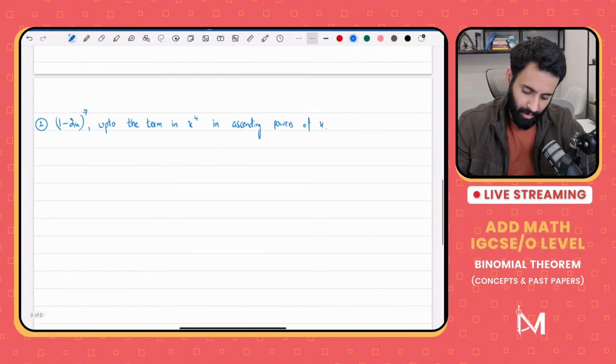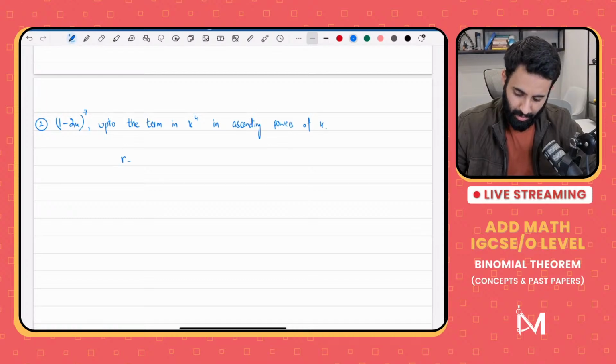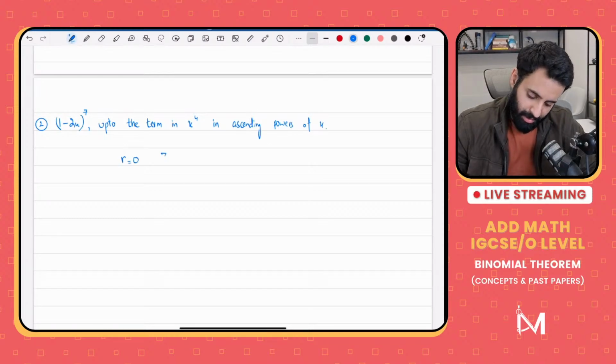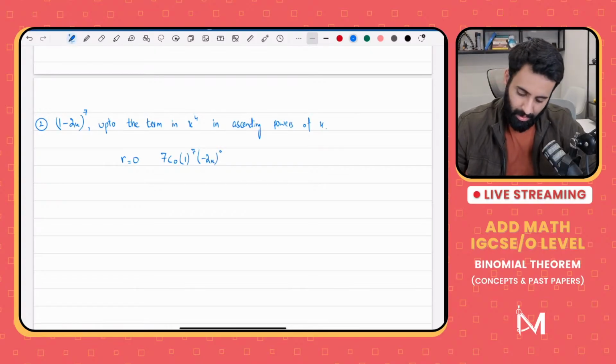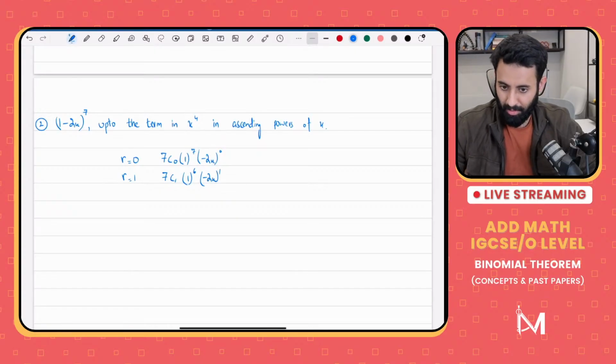Now, let's start with r equals 0. So r equals 0, that means 7C0, 1 raised to the power 7, minus 2x raised to the power of 0. Then r equals 1, which means 7C1, 1 raised to the power 7 minus 1, which is equal to 6, minus 2x raised to the power of 1.